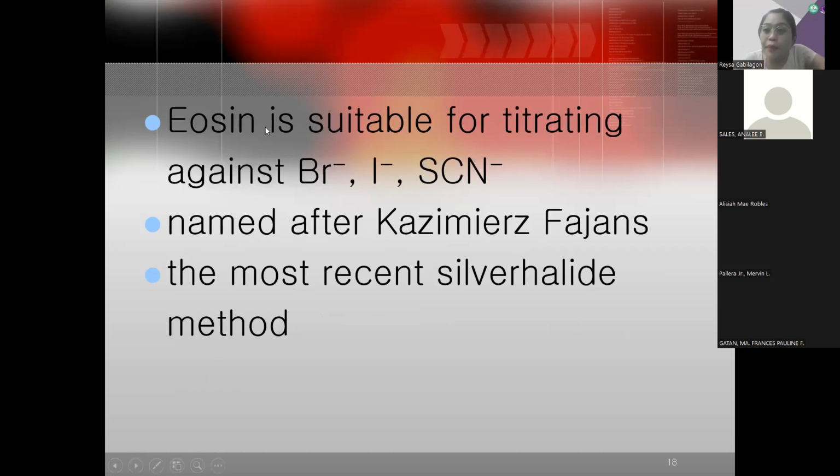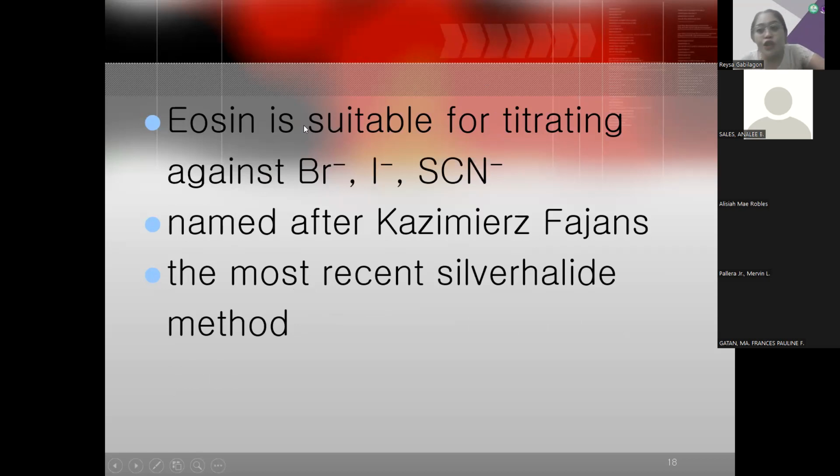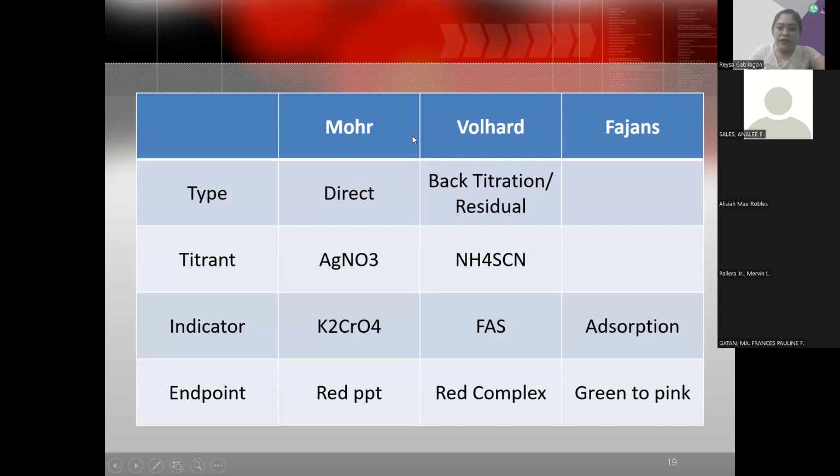And then, remember, we have three adsorption indicators. Aside from DCF, we have eosin, which is used for the analysis of bromide, iodide, and thiocyanate. So eosin is the indicator for those three. This is named after the one who formulated it also, Kasimir Fajans. And this is the newest method for silver halide. Okay, silver halide method. So let's summarize the three methods of volumetric precipitometry. For the type of titration, Mohr is direct, Volhard is back or residual.